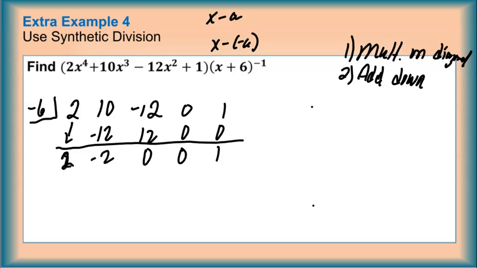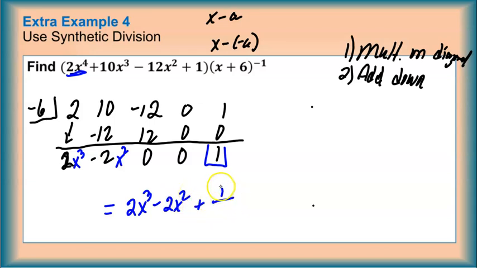That means, since I started with an x to the 4th, my answer is going to start with an x cubed. Then it's minus 2x squared. I don't have any x's, and I have no constant term. But this number here is my remainder. So my final answer would be 2x to the 3rd minus 2x squared plus 1 over, and then I have to use this binomial of x plus 6.